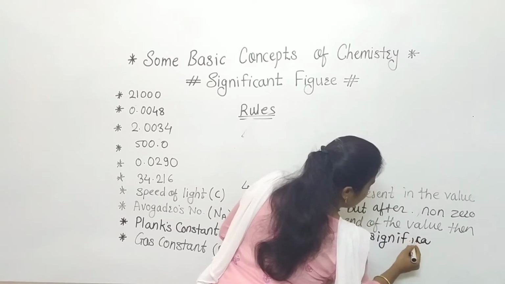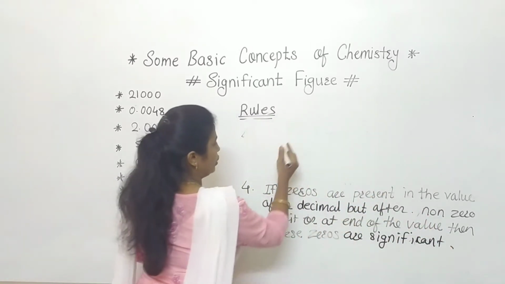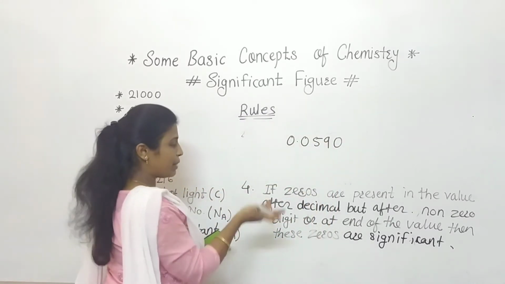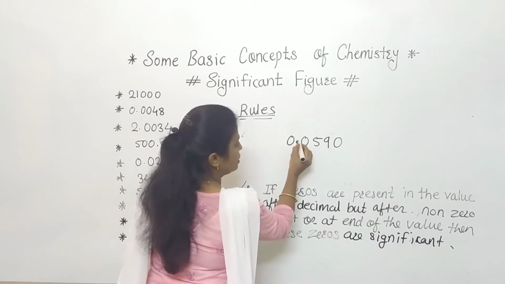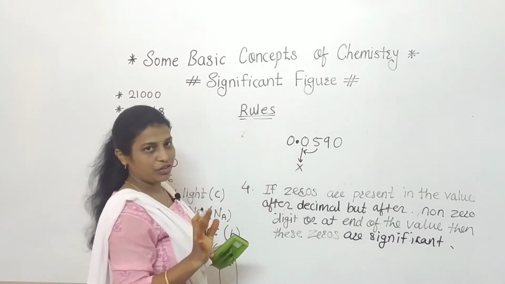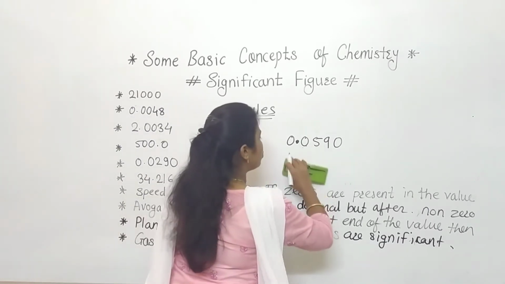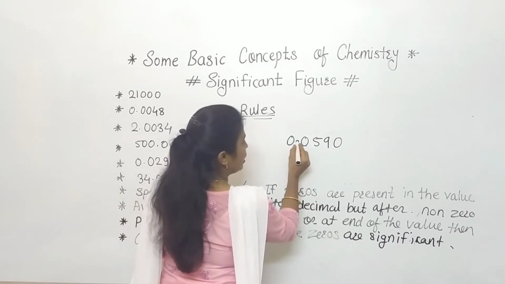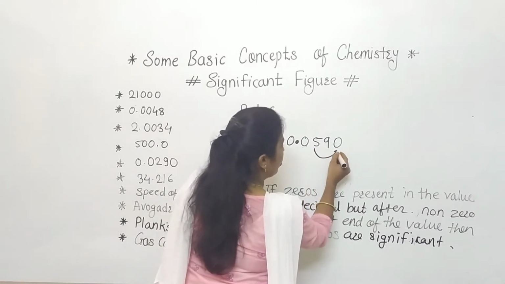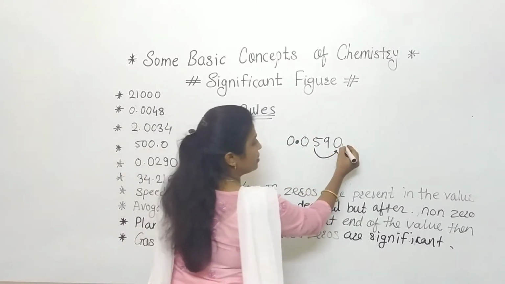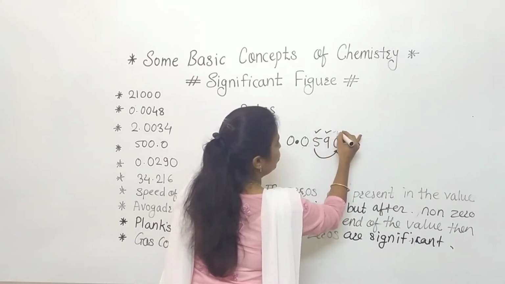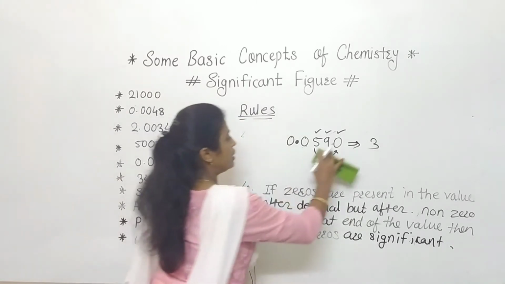ठीक है, significant. Now see, any value 0.0590. क्या रूल बोला है? पहले वाला रूल क्या था, if 0 is present after the decimal before non-zero, this 0 is not significant. Okay, that was the third rule. What is the fourth rule? Fourth rule is that if 0 is present after decimal but after non-zero or at the end, that is the significant figure. So for this value significant figure is 1 2 3. Clear to everyone?